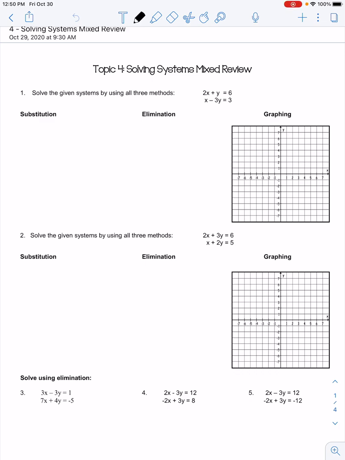Topic 4 of Unit 6 about systems is just a review of all the methods that we have learned: substitution, elimination, and graphing. So you'll notice on number 1 that it asks us to solve the same system 3 different ways. So we should get the same answer for each method that we use, but it's just practicing whether or not you understand the process. Okay, so let's just go ahead and jump in.